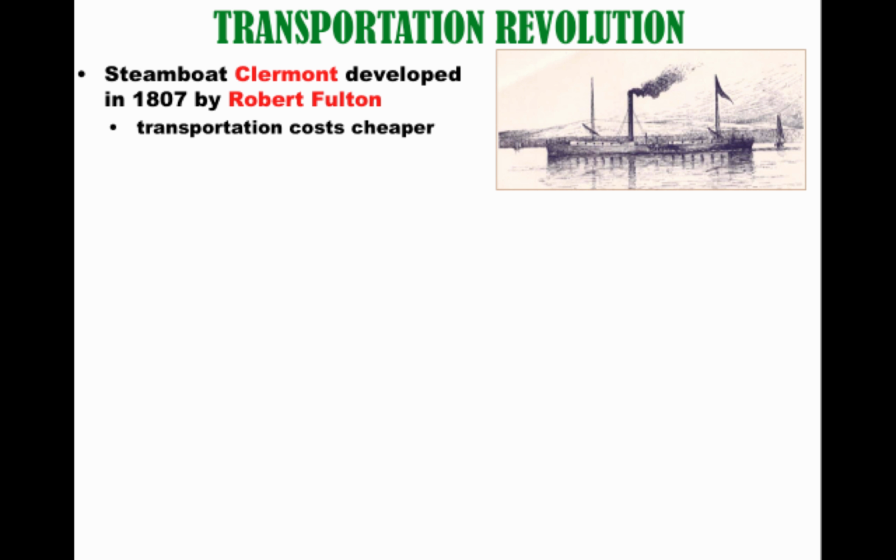The steamboat is invented, the first one in 1807 by Robert Fulton. This dramatically changes transportation costs because now you can go upstream and downstream for a very low price, comparatively speaking. So transportation becomes cheaper. You get the building of turnpikes and roads. The National Road, the Cumberland Road, is built in 1811, which allows goods and people to move much more efficiently.